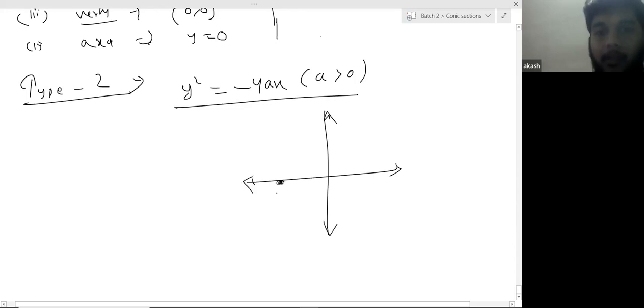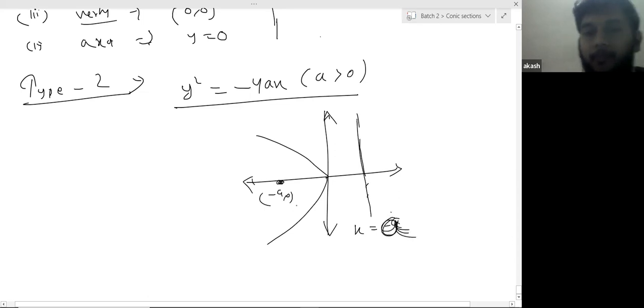This will be your focus: minus a comma 0. This is the equation of directrix: x equals to a. And this is the vertex.